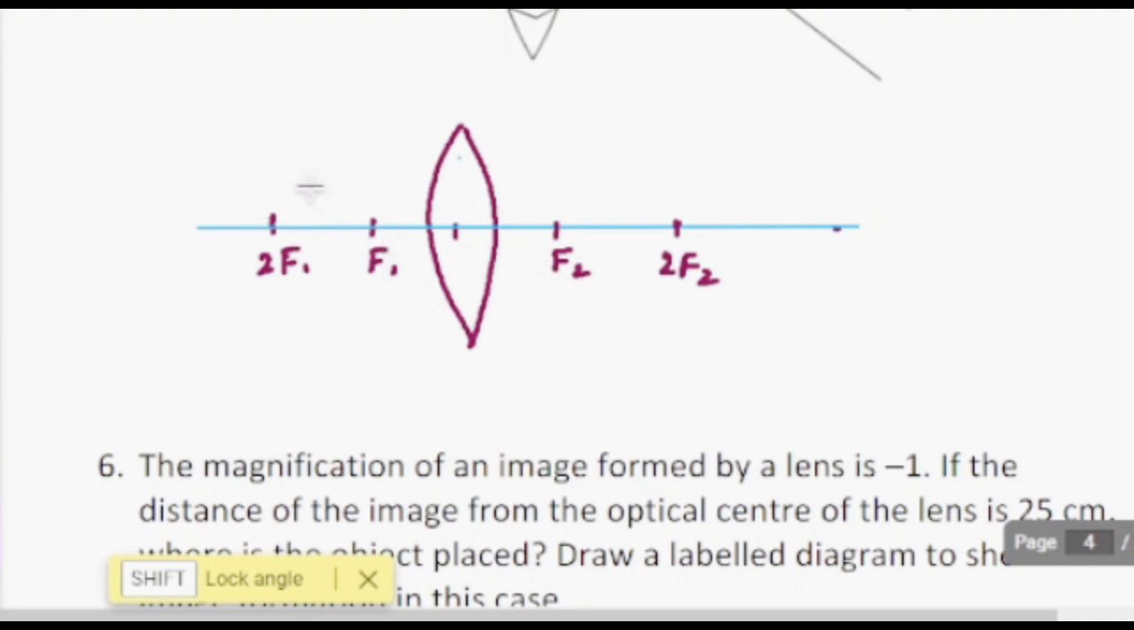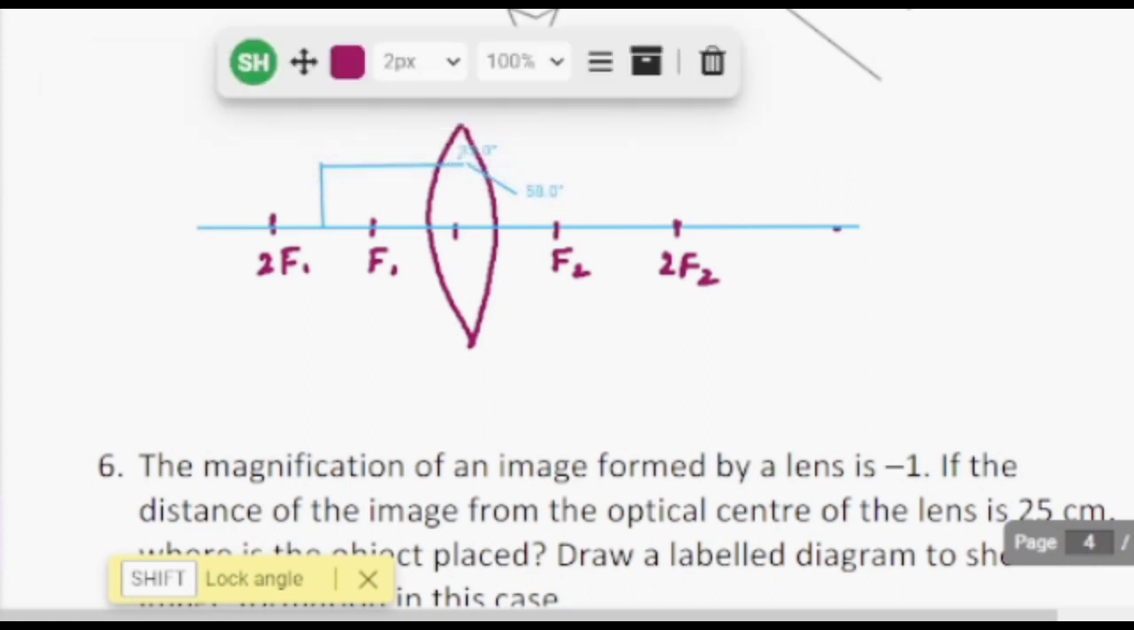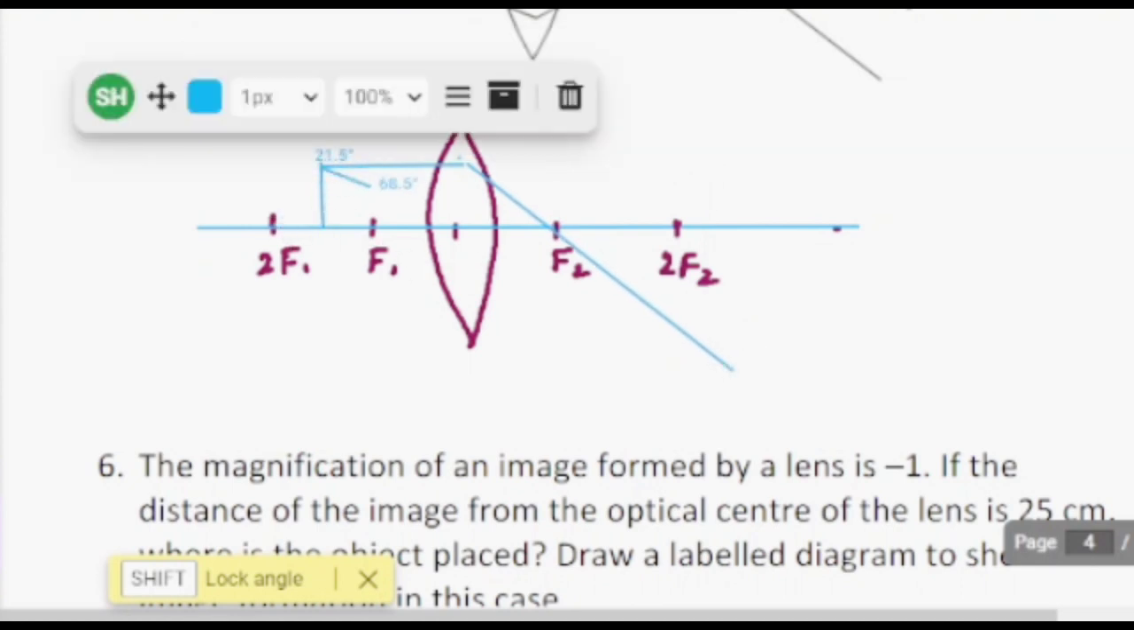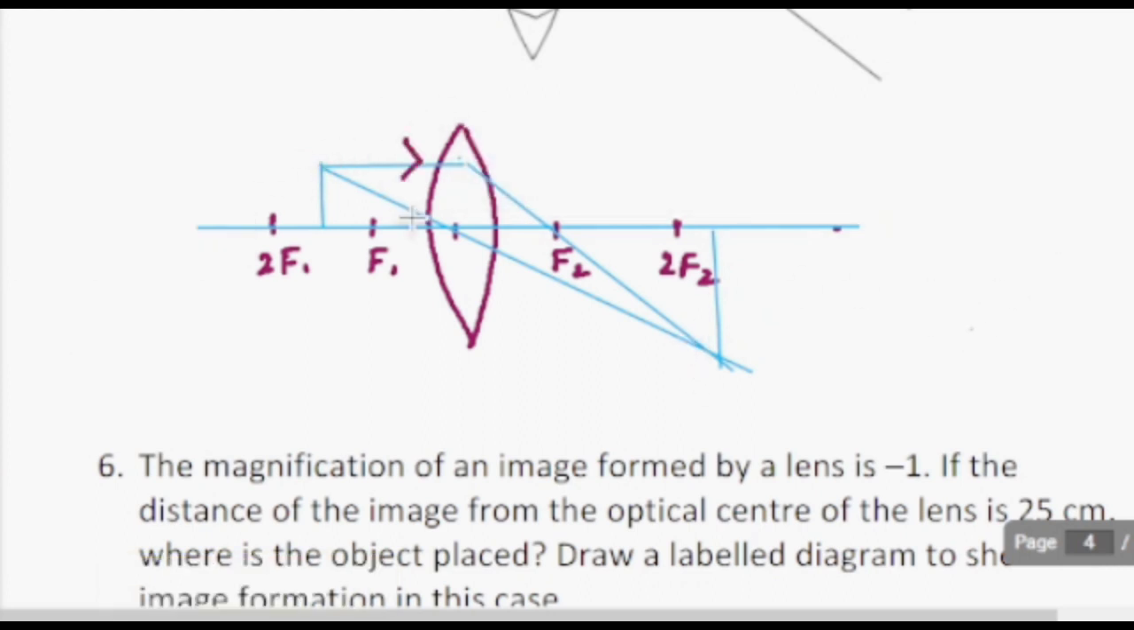Suppose this is a convex lens, and our object is between 2f1 and f1. The first ray comes parallel to the principal axis. After refraction, it will pass through the focus. The second one comes directly through the optical center without any deviation. So we are getting our image beyond 2f2. Whenever you are drawing rays, you have to show the arrow mark, the direction of the ray. So this is the image, and here is the object.